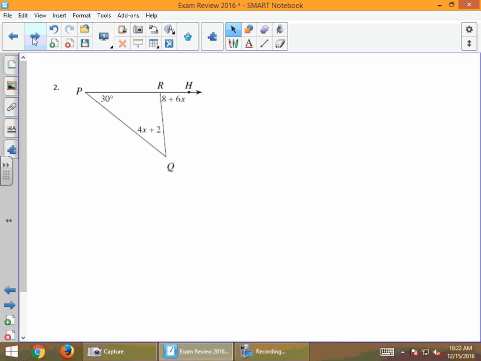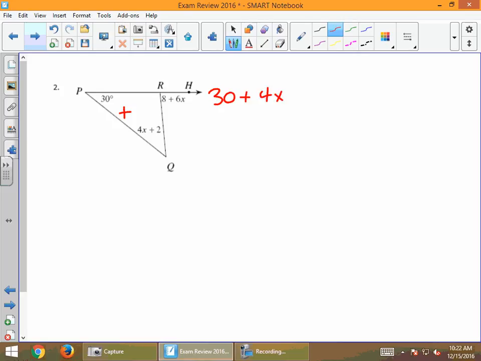Yeah, you're exactly right. If this angle was inside, you would add them up to equal 180. But because that angle is on the outside, it's what we call an exterior angle. And we know that exterior angles in triangles are equal to the sum of the remote interior angles, the angles that are far away. Sum means you add them together. She is exactly correct. She said add those together, set them equal to the outside angle. All right, let's go ahead. So 30 plus 4x plus 2 is equal to 8 plus 6x.